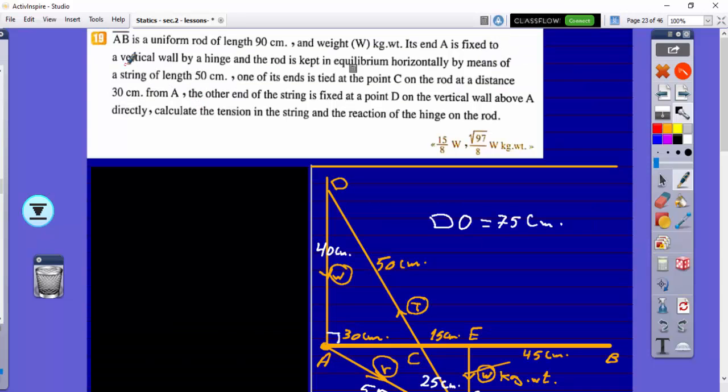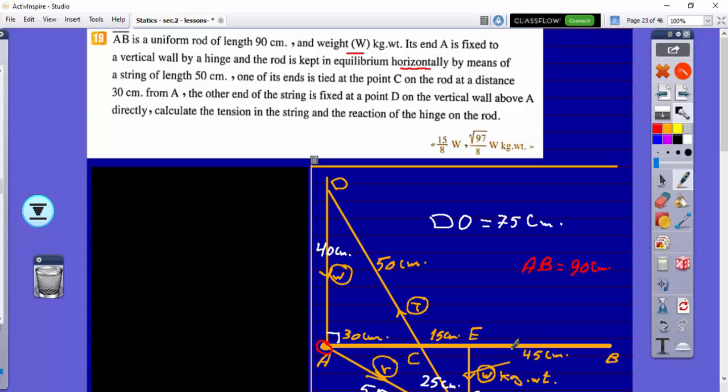Next question. Here we have AB, a uniform rod of length 90 centimeters and weight W kilogram. So the length of AB equals 90 centimeters. I will write it here: AB equals 90 centimeters, and its weight equals W. Its end A is fixed to a vertical wall by a hinge. Here is the point A. And the rod is kept in equilibrium horizontally.